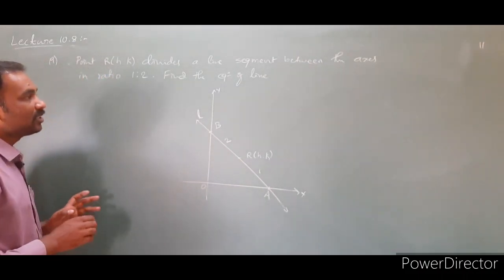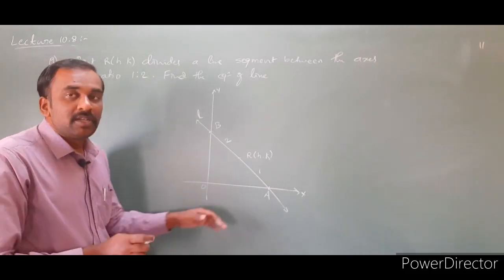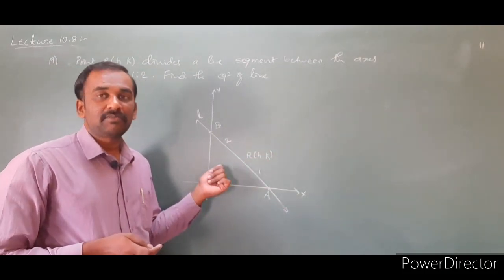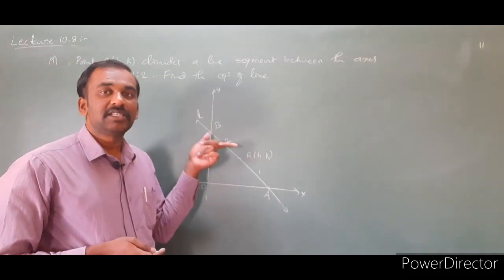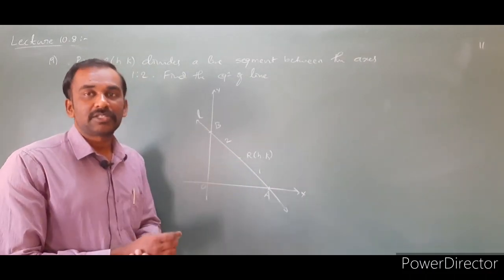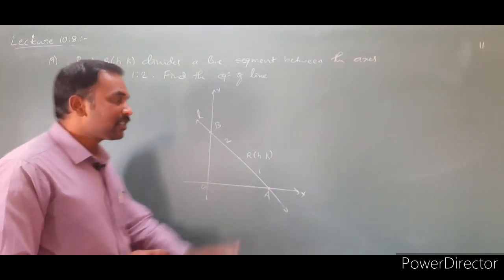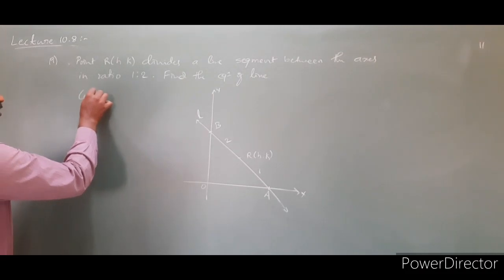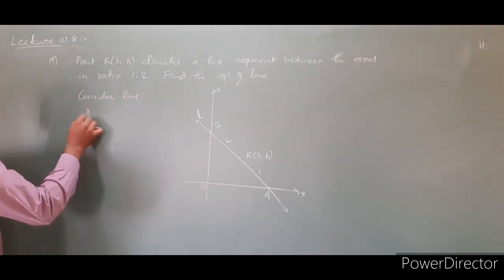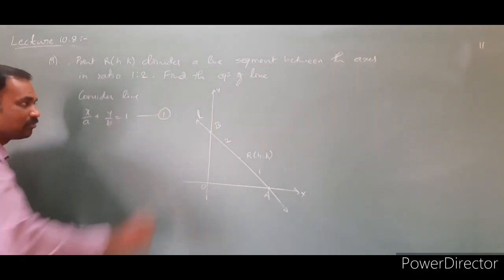Then we need to find the equation of the line. Previously, point P was given as the midpoint of the line segment. Here R is the point that divides AB in the ratio 1:2. How will you find it? The intercept form of the line is there, so I consider the intercept form. Consider a line x by a plus y by b is equal to 1. Call this equation number 1.